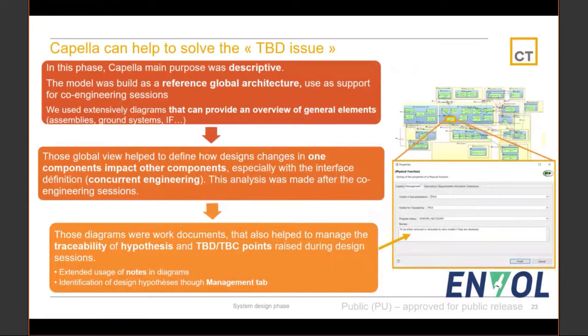So the first one is actually just the tool itself, having the reference architecture global model that ensures consistency and synchronization between the different views. It's a must have now, I think. To use this asset of consistency as much as possible, we created a lot of very high level diagrams, very global views that are not very readable, that we don't project in a co-engineering session, but that we use more for system engineers to analyze the system as a global system.